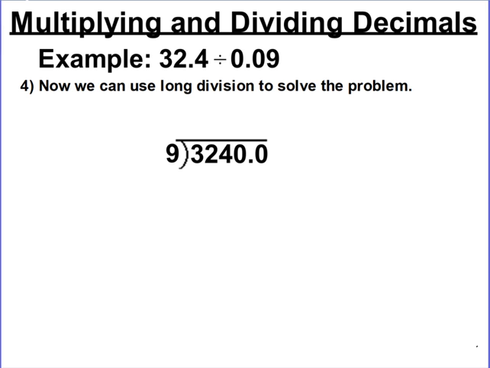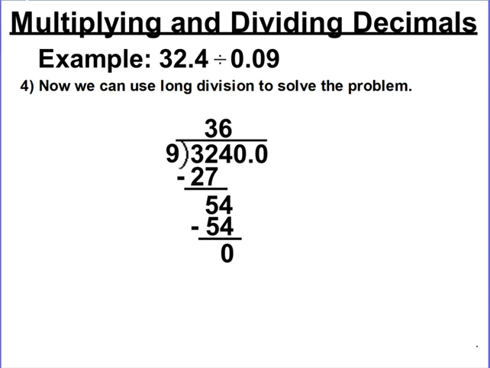Okay, step by step, long division. Remember that you need to take the number on the outside and see if it can go into the numbers on the inside. So 9 cannot go into 3, but 9 can go into 32 3 times. And 3 times 9 is 27. We subtract to get 5. Bring down the next number, so bring down the 4. 9 can go into 54 6 times, and 9 times 6 is 54.